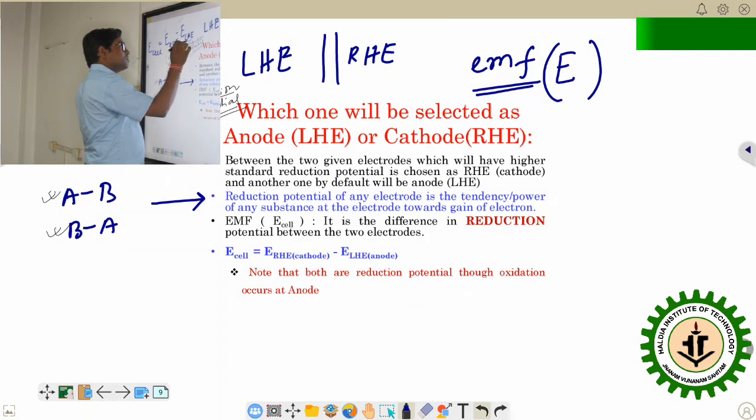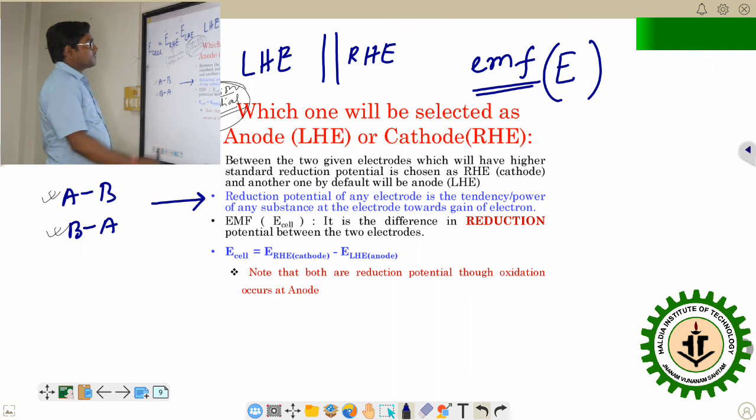Left hand electrode, what is the reaction there? It is oxidation. Then too, by convention what to do? We have to take the reduction potential. This is a very important thing you have to remember: we take the reduction potential difference, not left hand followed by right hand, rather right hand followed by left hand.